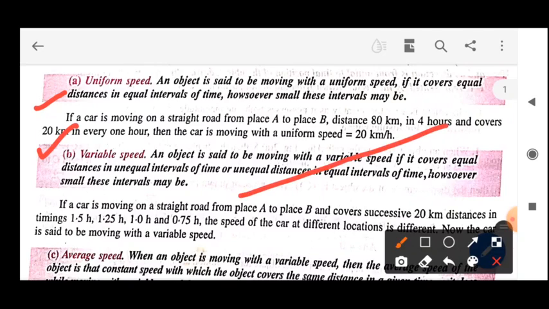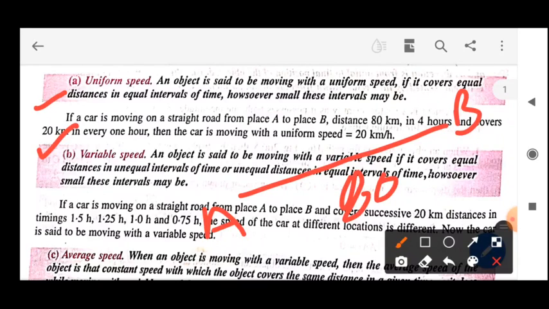Suppose this is our A point, this is our B point. A car is moving on this one, and this distance is 80 kilometers. So it covers this 80 kilometer distance in 4 hours. So if in 4 hours it covers 20 kilometers in every 1 hour, then the car is moving with a uniform speed of 20 kilometers per hour.